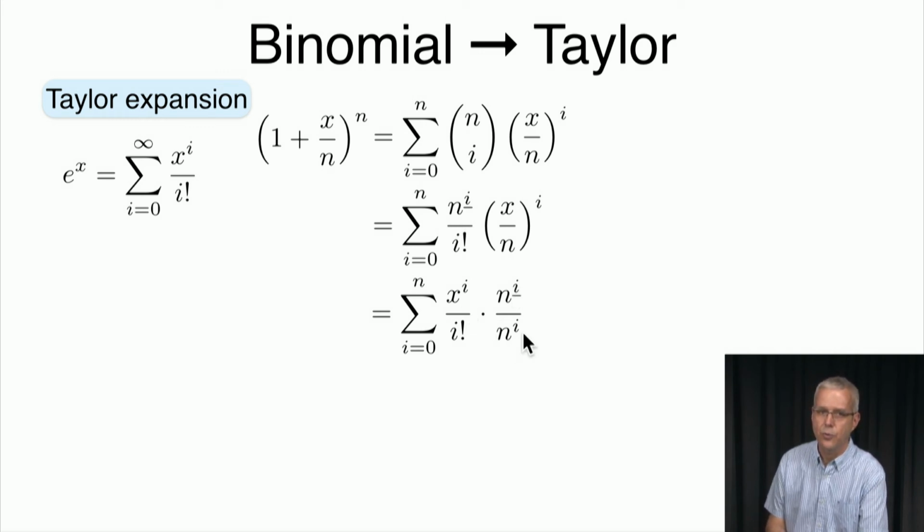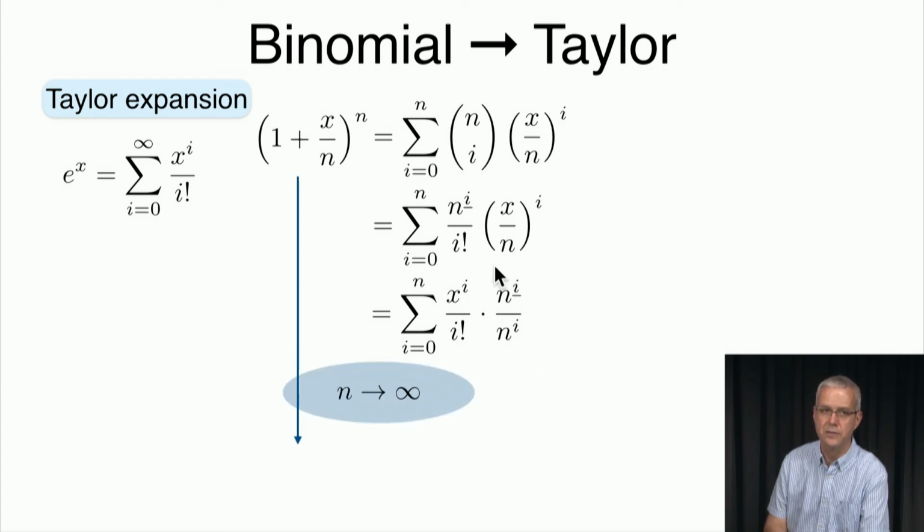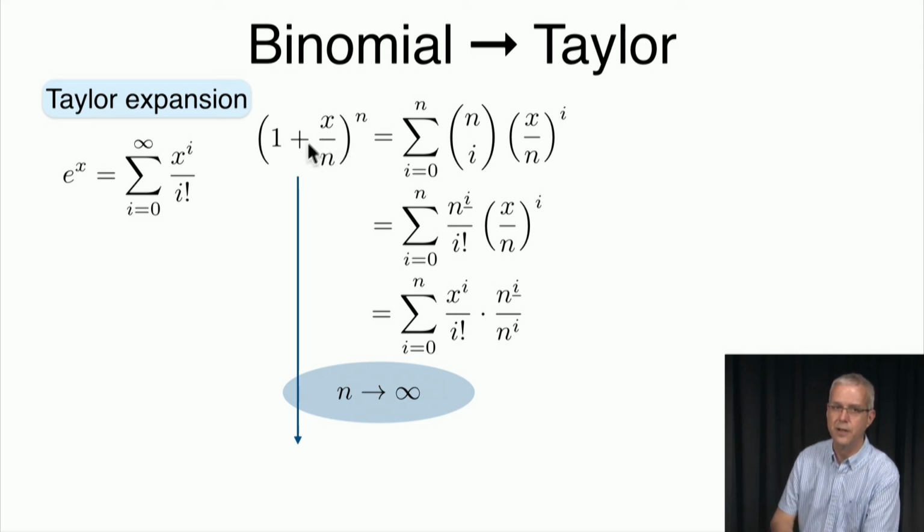Okay. So what we can do next is see what happens when n goes to infinity, right? Because we need to take the limit of this as n goes to infinity. So when n goes to infinity, this will tend, as we said by definition, to e to the x. Okay. And how about the right side?